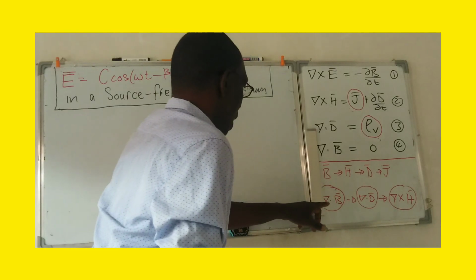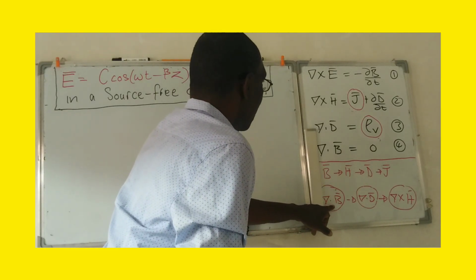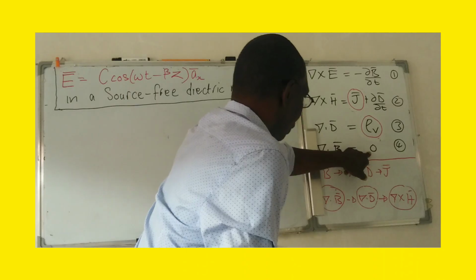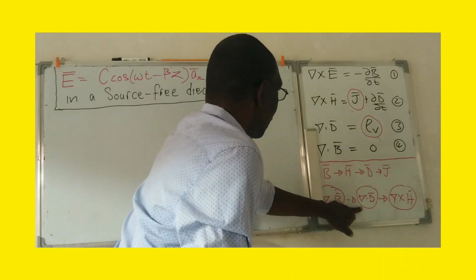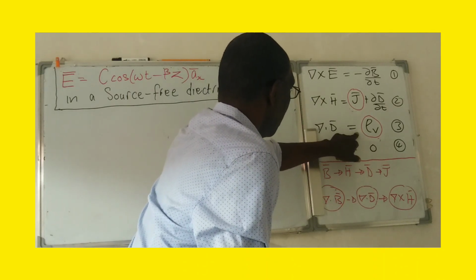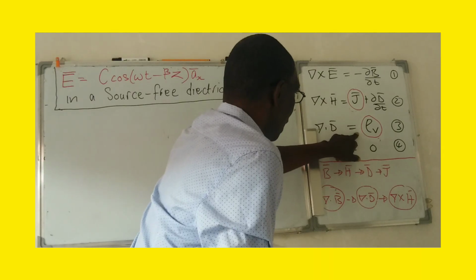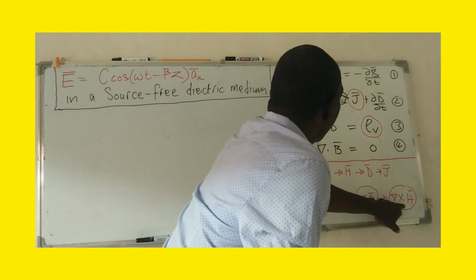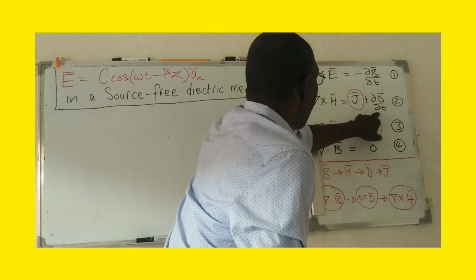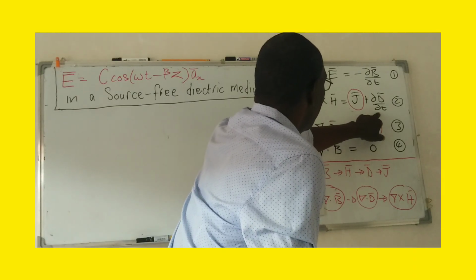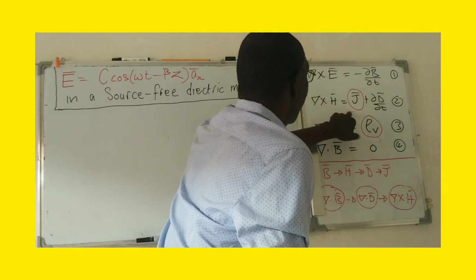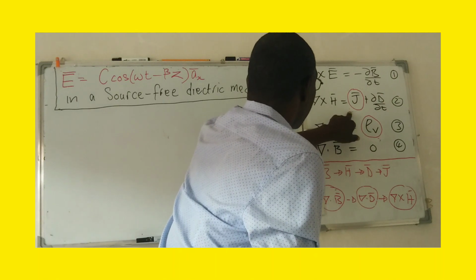First of all, that our divergence of B is equal to 0. The divergence of D is equal to 0, because remember we found rho V is equal to 0. And finally, the curl of H should give us partial D, partial t. Remember, our J is equal to 0.